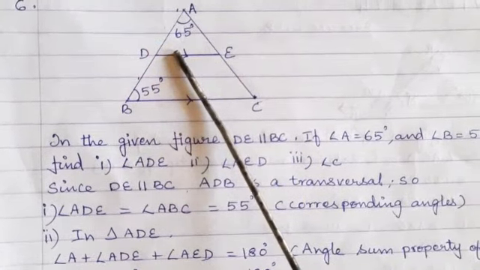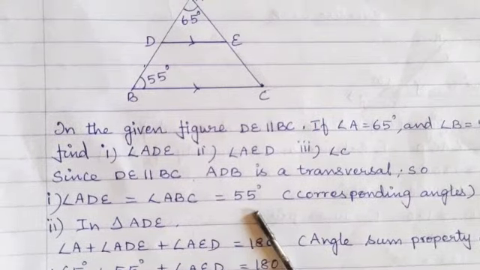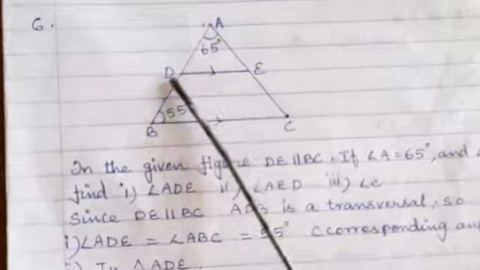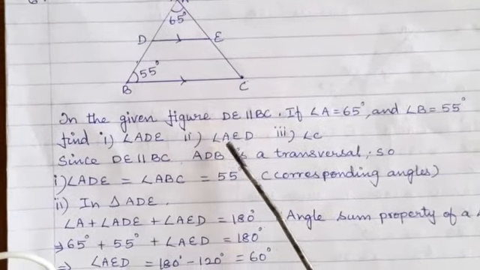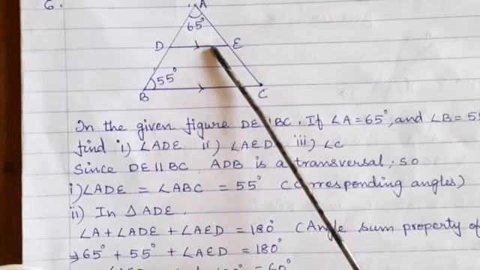Angle ADE is equal to angle ABC, that is corresponding angles, 55 degree. Number 2, angle AED in triangle ADE. Now we have to take this triangle because we are going to find out this angle AED.